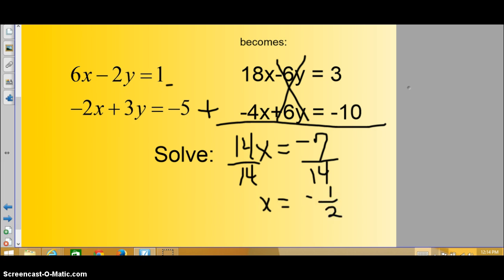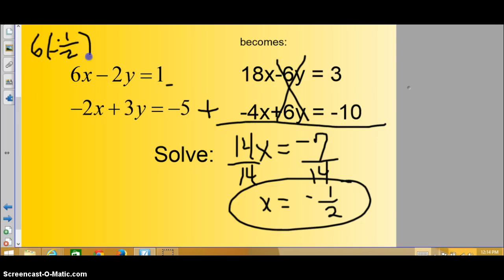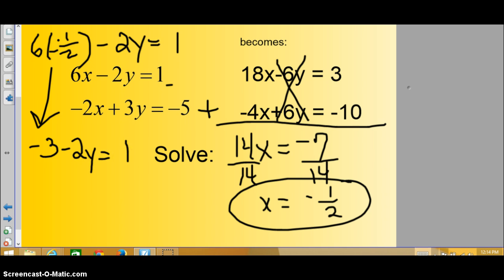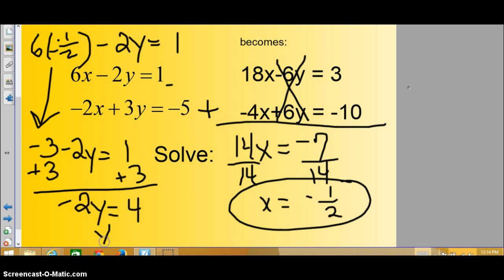Now that I know what x is equal to, I can take this solution and I can put that back into one of the equations to solve for y. So I'm just going to, at the top here, put, okay, x is equal to negative 1/2. And I'm going to substitute into 6x minus 2y equal to 1 here. So what this has left me with is 6 times negative 1/2, and I'm going to move this equation down here, is negative 3 minus 2y equal to 1. When I move 3 to the other side, I end up with negative 2y is equal to 4.